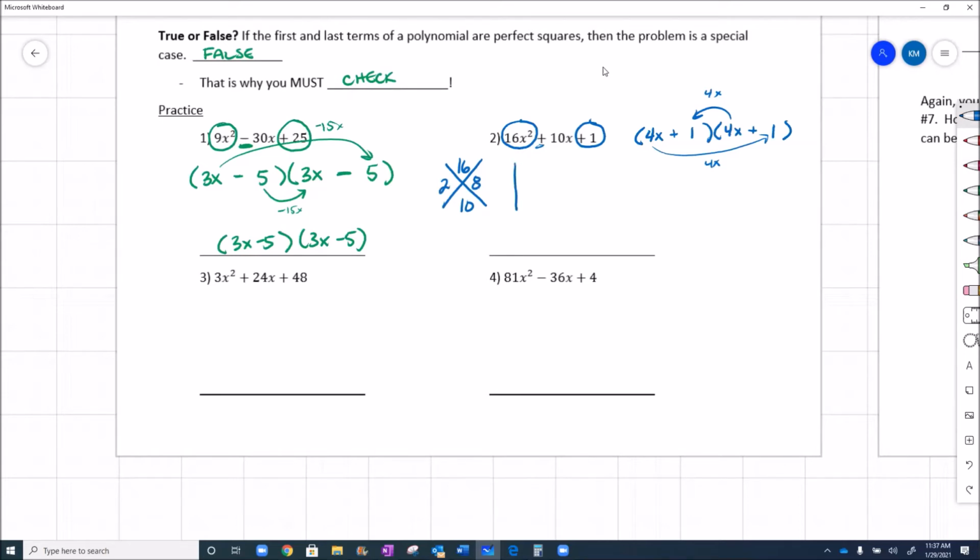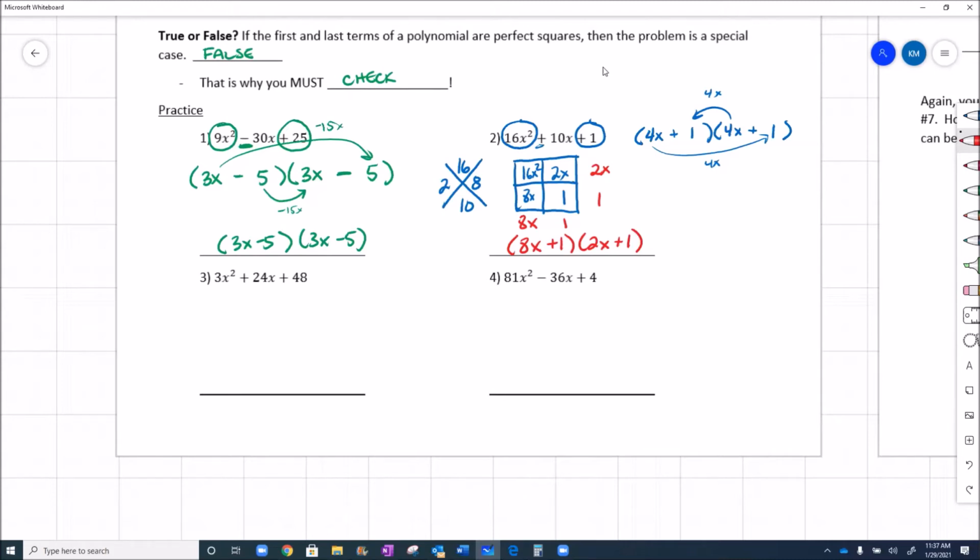In my box, I have to write my first term in the first box, that's 16x squared. My last term in the last box, that's 1, and then 2x and 8x. Then go through and get my factors together. So this actually gets to 8x plus 1 and 2x plus 1. Close to a special case, but not a special case. That's why checking is important.